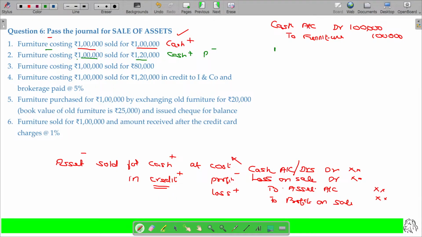So furniture account debit, and profit on sale. Sorry, to cash account. Sorry, I made a mistake. Furniture is minus, no? Cash is debit. Cash account debit, 1 lakh 20 to furniture. Furniture value is 1 lakh only. Cash is 1 lakh 20. And the difference between these two goes to profit on sale. Profit on sale, this value is 20.